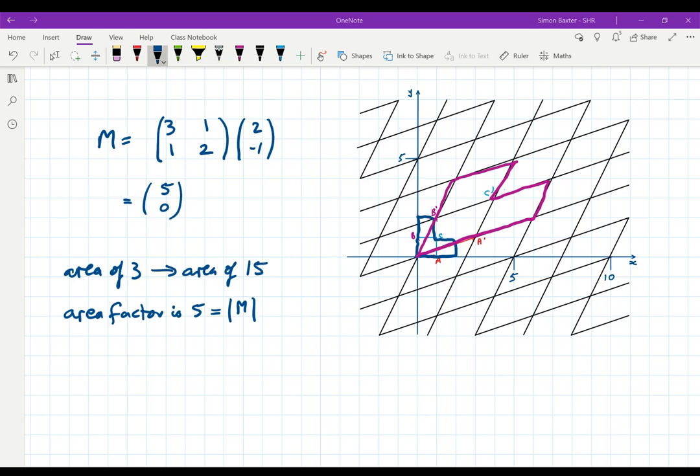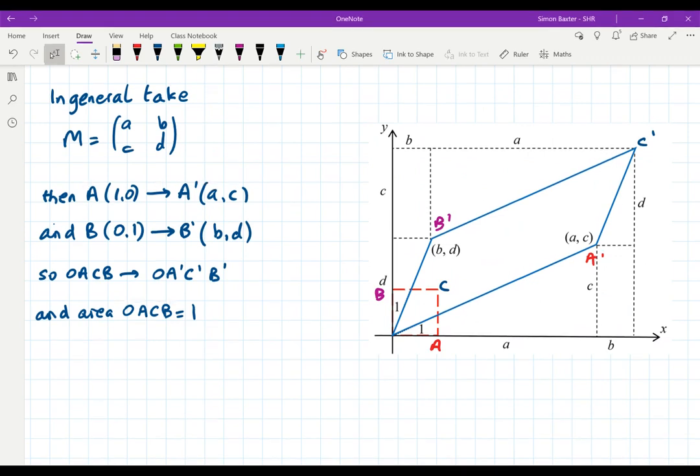So we will now go ahead and prove that the area factor is actually the determinant. In general, let's take the matrix M as A, B, C, D. Then (1, 0) will be mapped onto the first column, which is (A, C). This length is A, this length is C. And (0, 1) is mapped onto (B, D). And so the distance across is B and up is D.